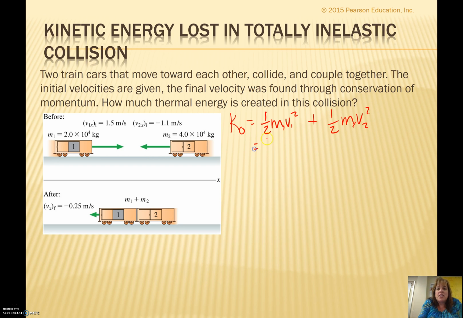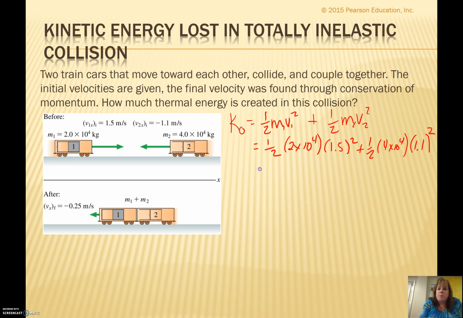All right, so our initial kinetic energy is 1/2 the mass of the one car, which is 2 times 10 to the 4th kilograms, times its velocity squared, which is 1.5 squared. To that, we're going to add the other kinetic energy, so 1/2 the mass of the other car, which is 4 times 10 to the 4th kilograms, times its velocity squared, or really the speed squared, because it's a scalar, 1.1 squared.